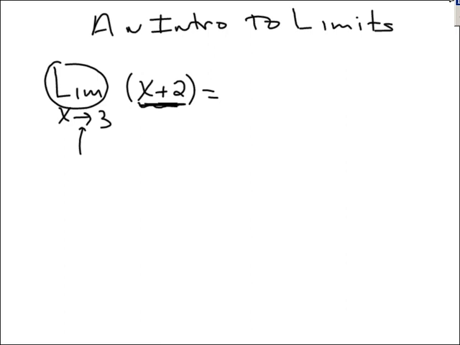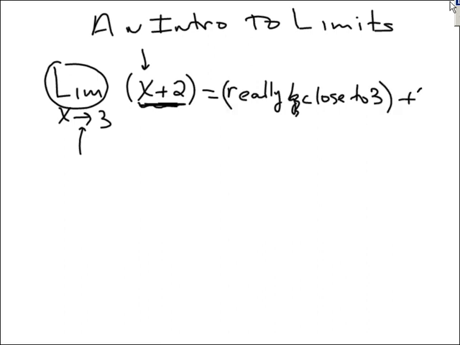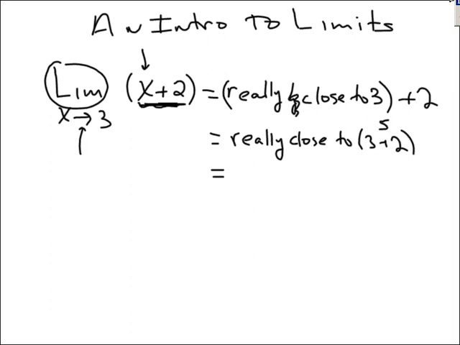Well, x is really close to 3. So you get really close to 3 plus 2. Well, if you're really close to 3 and you add 2, you're really close to 3 plus 2, or 5. And if you're really close to 5, for limits, we say you are 5. Basically, you just plug that number in for x. 3 plus 2 is 5.